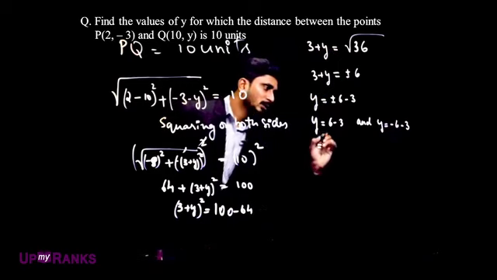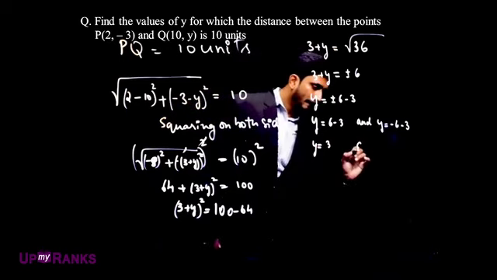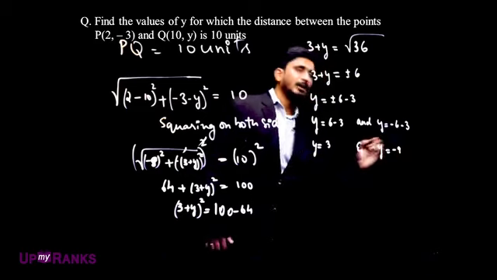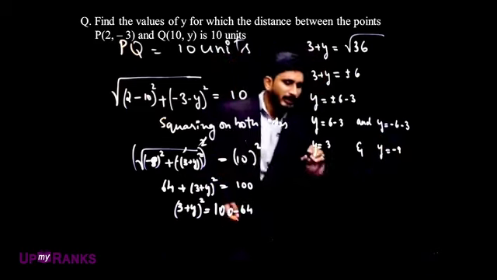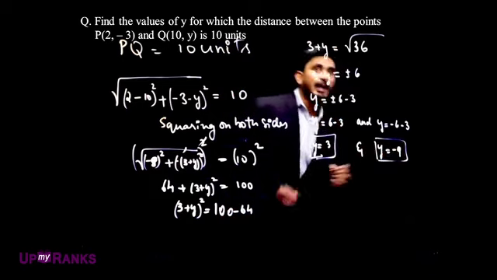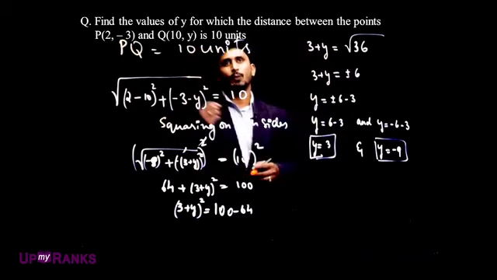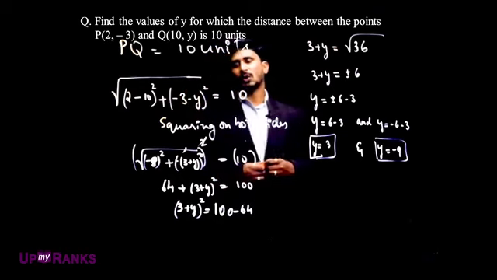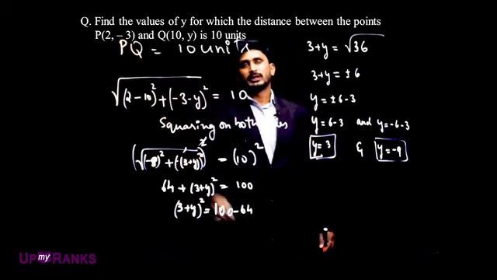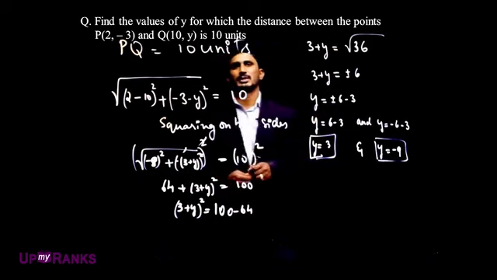So I have the y values. 6 minus 3 is nothing but 3, so y is 3, and y is equal to minus 6 minus 3, which is minus 9. So I have two values of y: y is equal to 3 and y is equal to minus 9. So this is how you find the value of one missing coordinate. How did you find the y coordinate? We used the distance formula, which is the square root of (x1 minus x2) whole square plus (y1 minus y2) whole square.